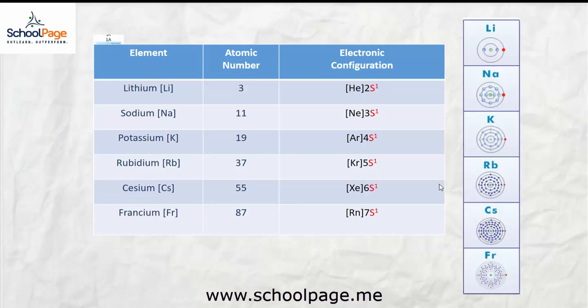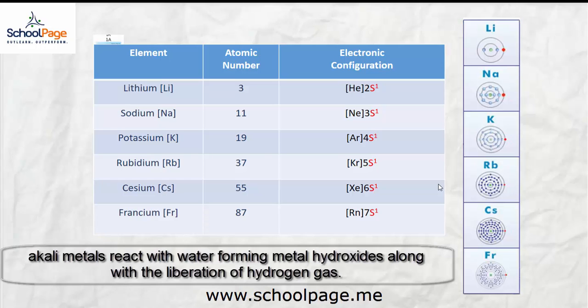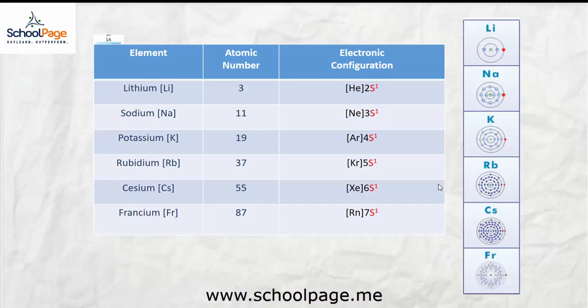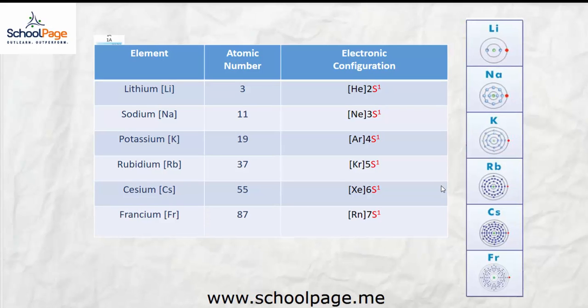All these elements starting from lithium to francium, they all react with oxygen in the air vigorously and form respective oxides. All these elements also react with water, and in each case an aqueous metal hydroxide is formed along with the liberation of hydrogen gas. These elements also react with chlorine, forming their respective chlorides. These elements have larger atomic radii and low ionization energies.